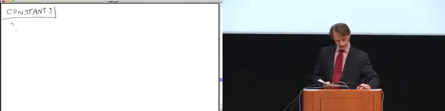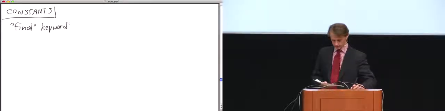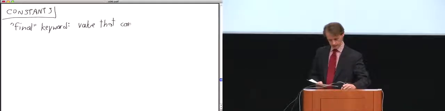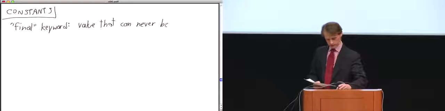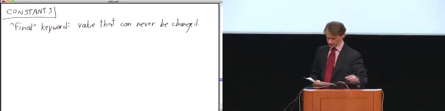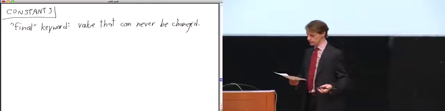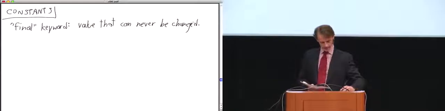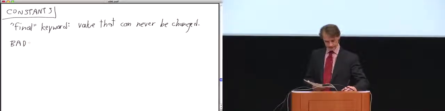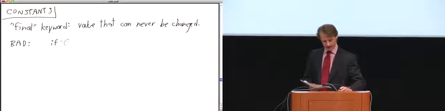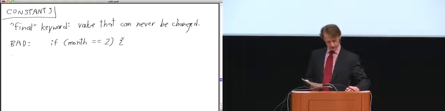The last thing I want to tell you about today is constants. Java has a keyword called final that allows you to declare a value that can never be changed. If you find yourself using a numerical value that has a certain meaning, like the number 2 for February, then it's usually a good idea to turn it into a final constant. So this is considered bad style, even though it's working code: testing whether the month is 2.